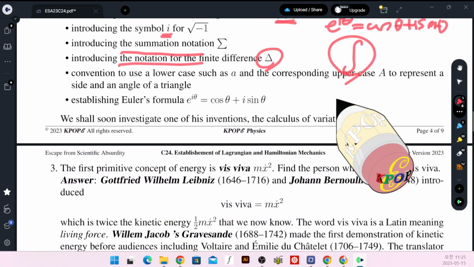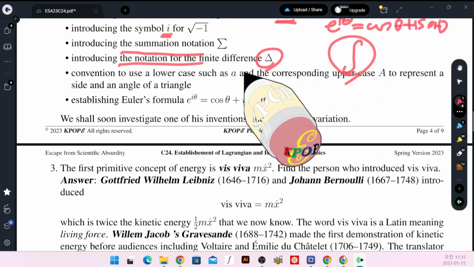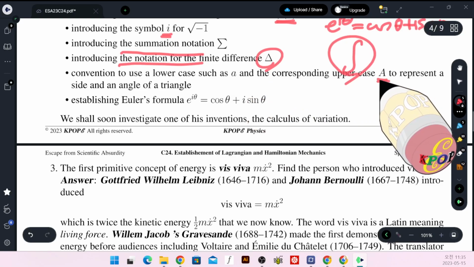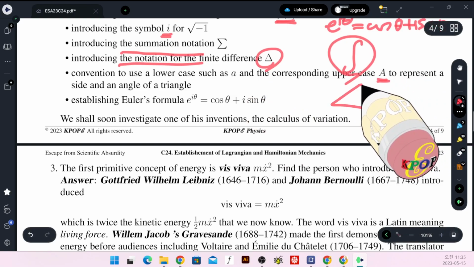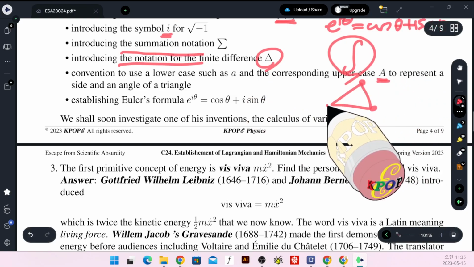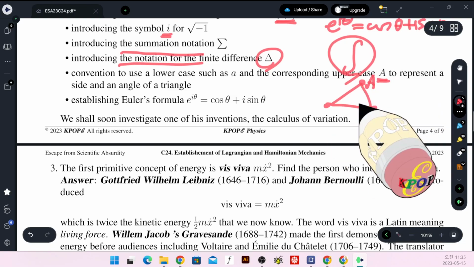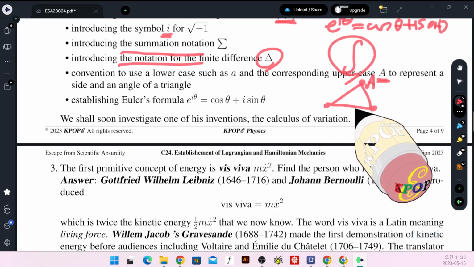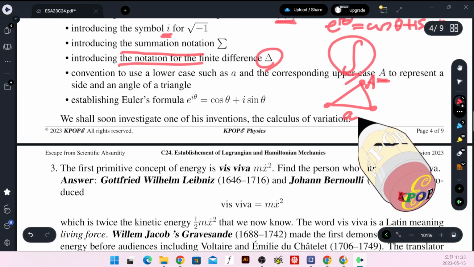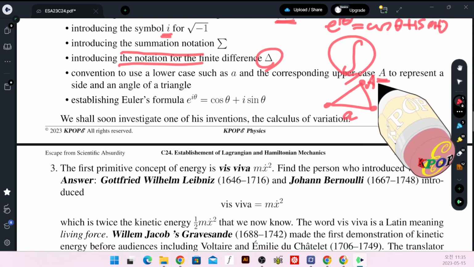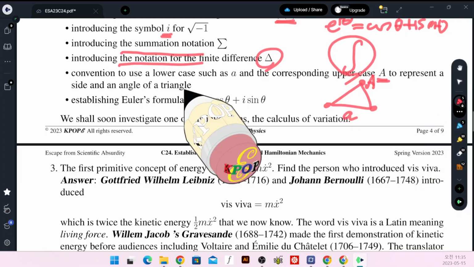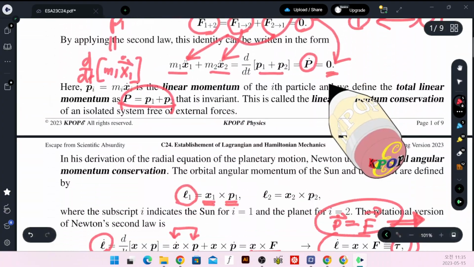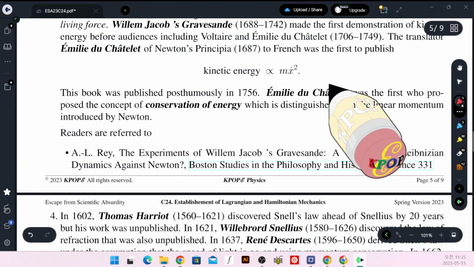In solving physics or mathematics problems, many of us use a capital letter for the vertex of a triangle and the lowercase letter for the opposite side. This convention was also introduced by Euler. So he's a very smart person.